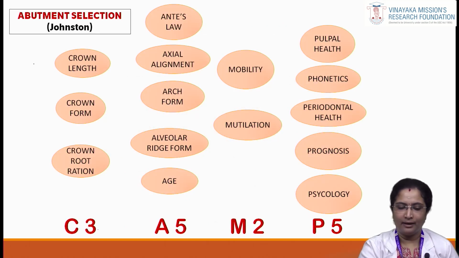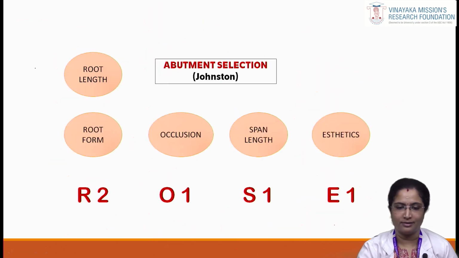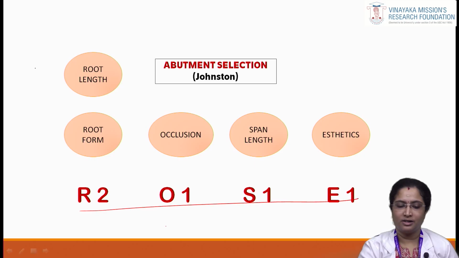First we will be seeing Camp. Under C there are three factors: crown length, crown form, crown root ratio. Under A there are five factors: Ante's law, axial alignment, arch form, alveolar ridge form, age. Under M we have two factors: mobility of the tooth and mutilation of the tooth. In P we have five factors: pulpal health, phonetics, pedal health, prognosis and psychology of the patient. So in C we have three factors, A five factors, M two factors, P five factors.